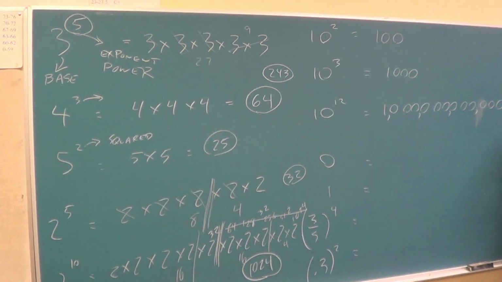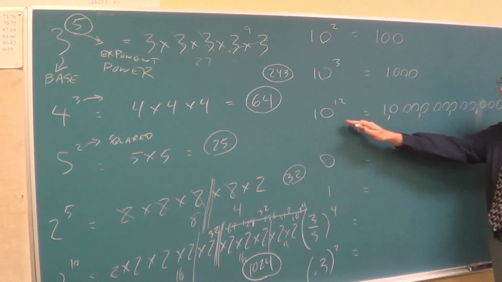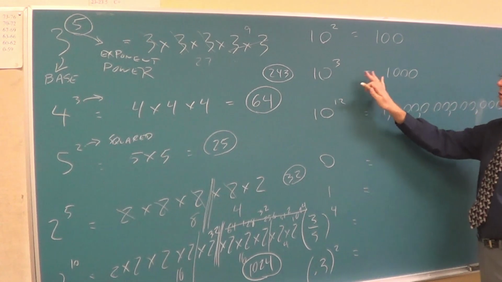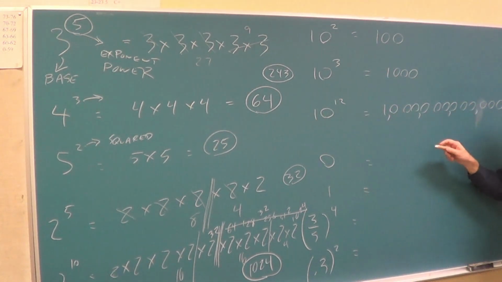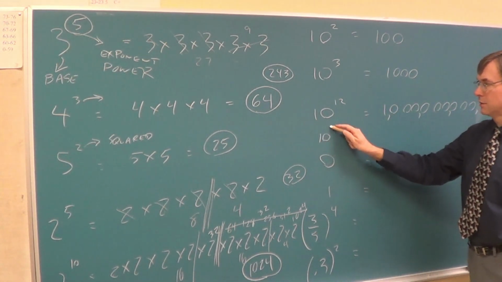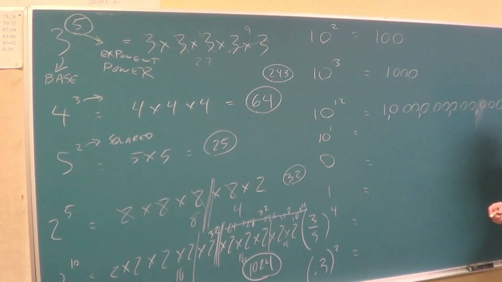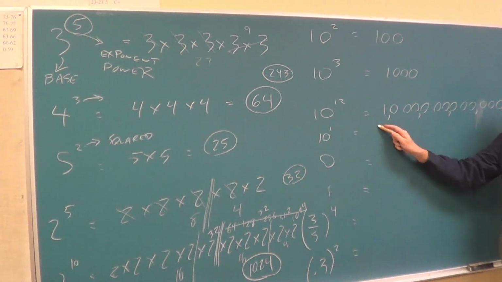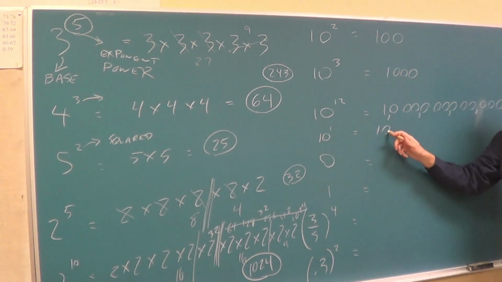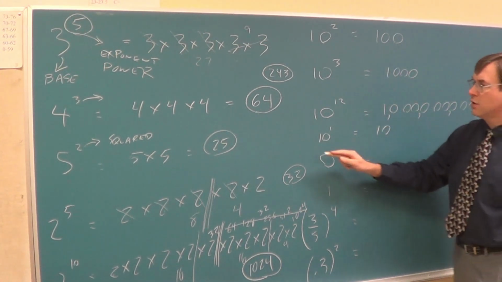That only works for tens. If 10 is the base, the power will tell you how many zeros there ought to be. You don't usually see this, but if I go 10 to the 1, what do you think that should be? 10. Just a 10, because the 1's telling you you should have 1 zero. There's a truth to this.